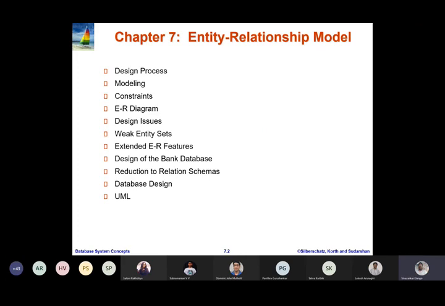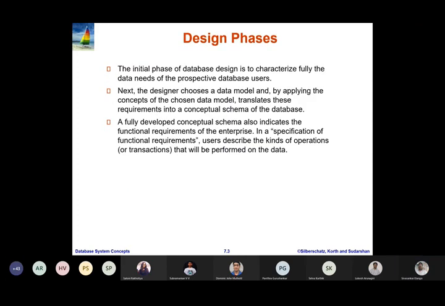So we have a language called Unified Modeling Language for database design and for modeling the ER model. Right. So the initial phase of the database design is to characterize the data needs of the prospective database users. So you need to characterize the data that is needed by a prospective database user. Next, the designer has to choose a data model, and by applying the concepts of the chosen data model, he needs to translate the requirements into a conceptual model of a database.